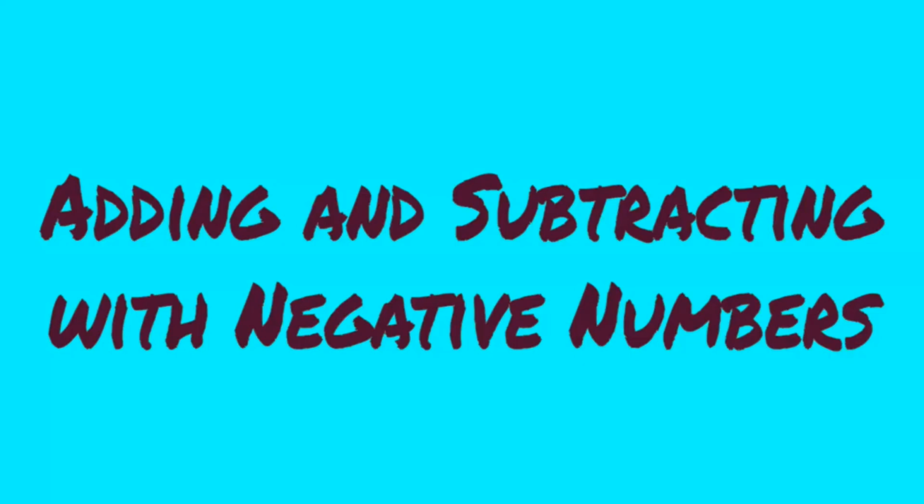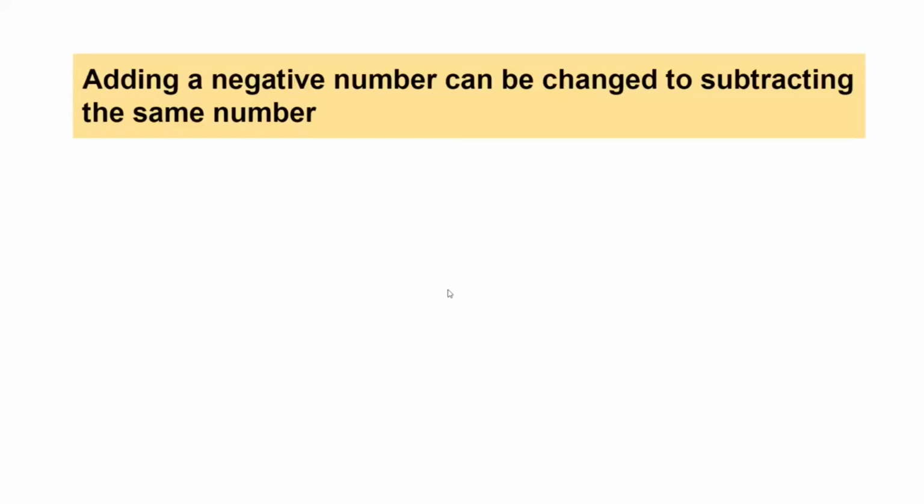In this video, we're going to review adding and subtracting with negative numbers. So let's take a look at some of the rules involved in adding and subtracting negative numbers. Adding a negative number can be changed to subtracting the same number. So here we have an example of adding a negative number, 5 plus negative 3.